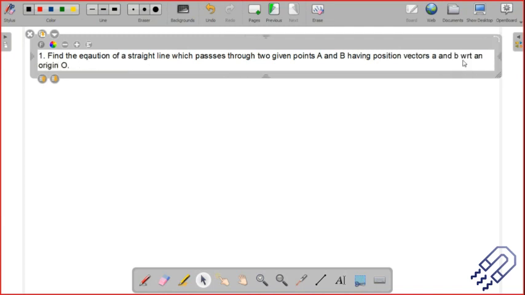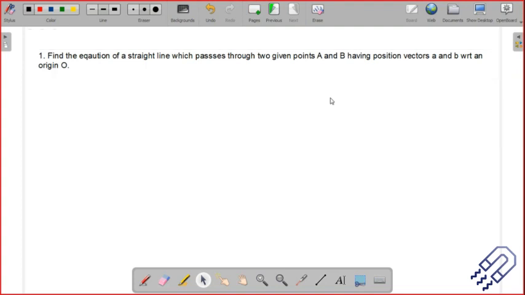It passes through two given points A and B, having position vectors A and B with respect to the origin O. So maybe I can write this down as vectors here. These are two vectors, one vector and this other vector. So in general, we say that for two given points A and B, if they are on the same plane, that means they are coplanar. But if you are considering two points on the same line, they are collinear, right? These are some technical terms which you studied in class 11 and 12. If they are on the same line, it is collinear. If they are on the same plane, it is coplanar.